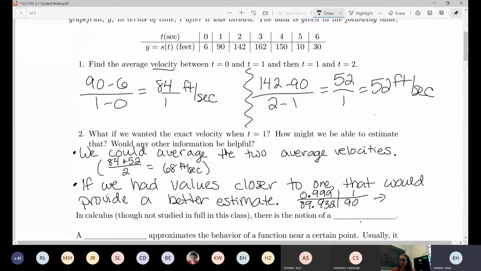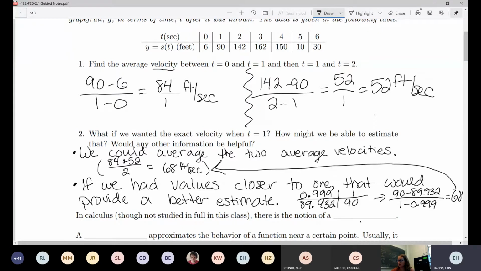If we were to find the average velocity there, we'd have 90 minus 89.932 over 1 minus 0.999. And let me just triple check that this comes out to what I wanted it to be. Yeah, this would come out to 68, once it catches up with me. There we go.